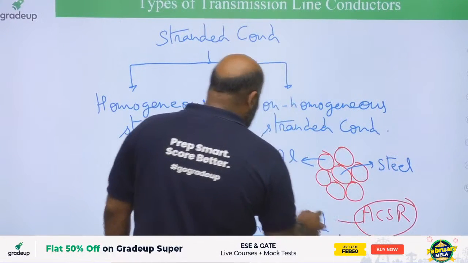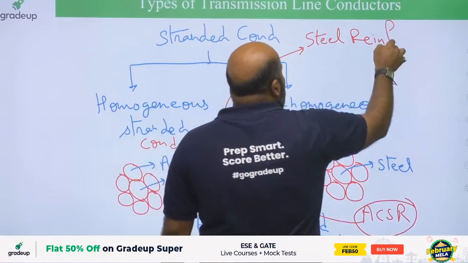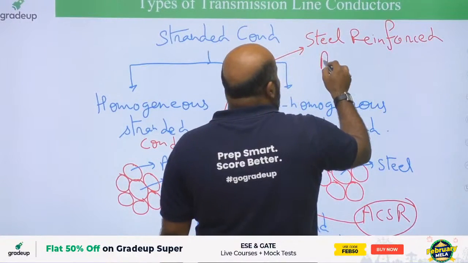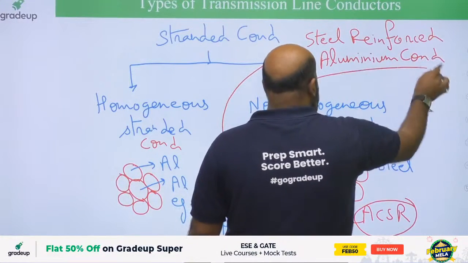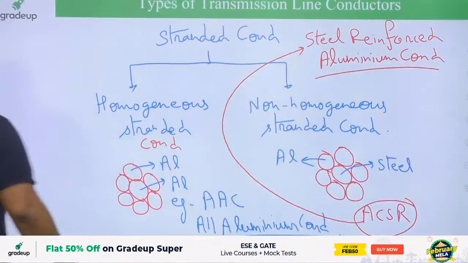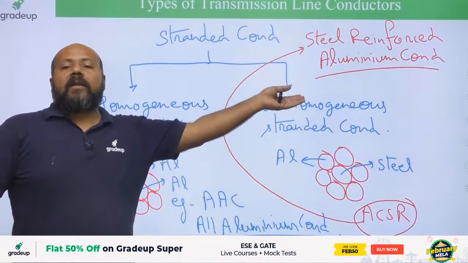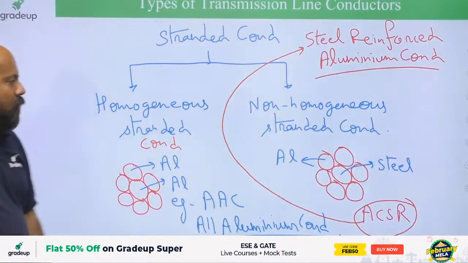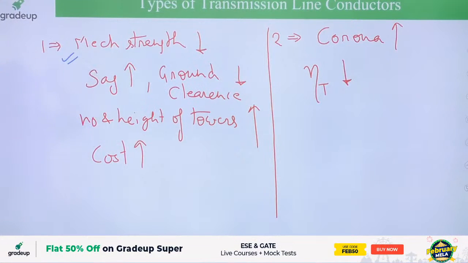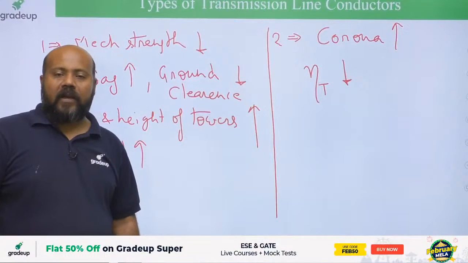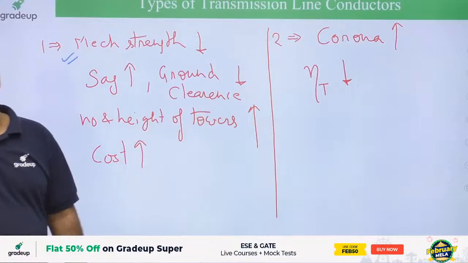What is ACSR? ACSR is steel reinforced aluminium conductor. When you are using the steel strand, what is happening? By using the steel strand, actually you are increasing the mechanical strength. So by using ACSR conductors, you have removed the first problem, that is the mechanical strength reduced. By putting that steel strand in place of the aluminium core strand, you are getting increased mechanical strength. Everybody just tell me in the comment section, are you able to follow this or not?